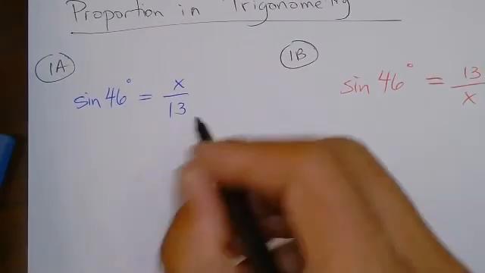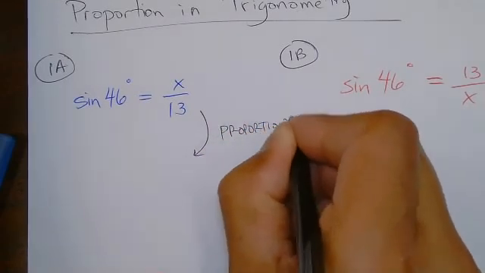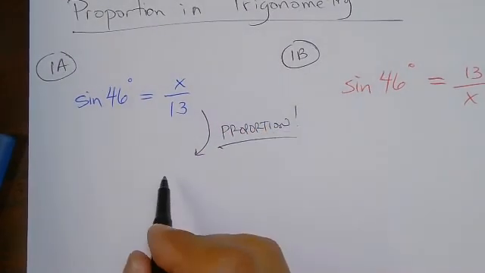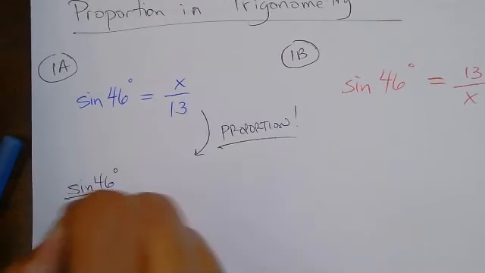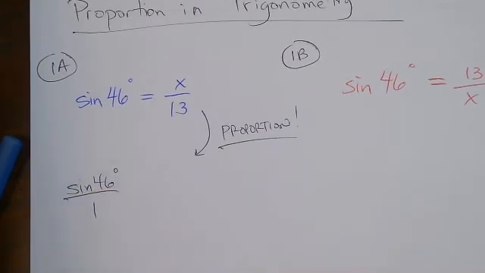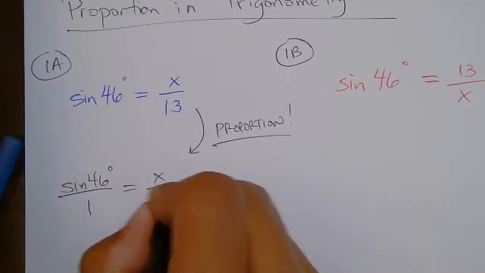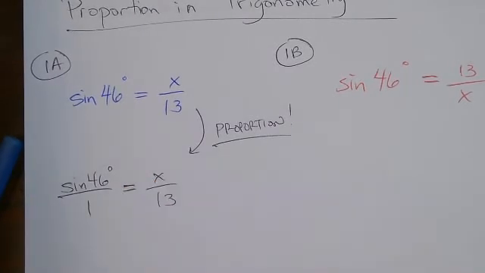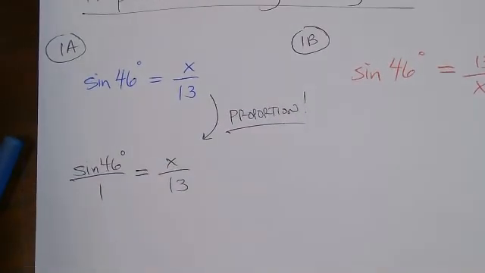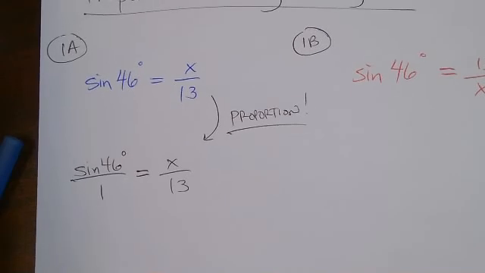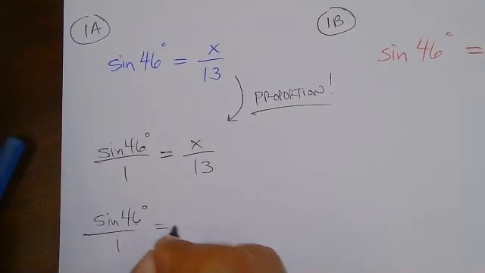Okay, so is this a proportion? Yes, it is a proportion. You got to write it as a proportion. All right, so that would be what? Well, that would be sine of 46 over 1. Remember when it doesn't have a fraction, you could put a 1 under it. It looks like a fraction. Sine of 46 over 1 is equal to x over 13. Does that look like a proportion now? Yeah, it looks like a proportion now.